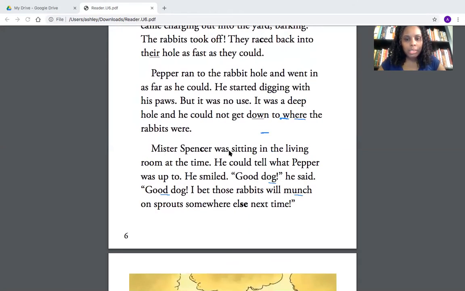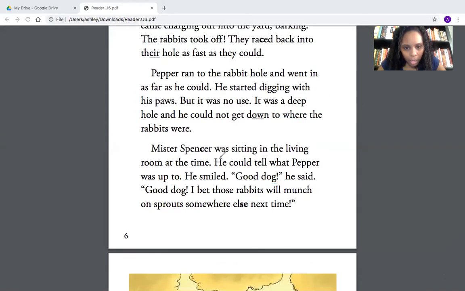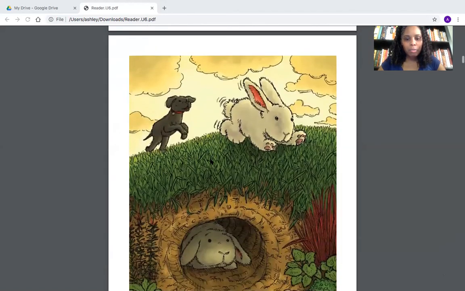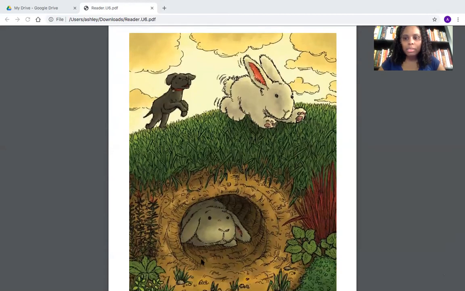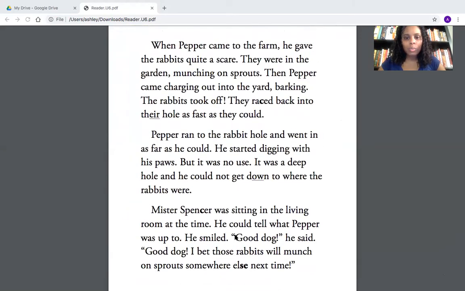Mr. Spencer was sitting in the living room at the time. He could tell what Pepper was up to. He smiled. "Good dog," he said. "Good dog. I bet those rabbits will munch on sprouts somewhere else next time." And then there's a picture of Pepper chasing the rabbits out of the garden. And look, this rabbit is even down here in a hole hiding. So that was the end of Mr. Spencer's rabbits.